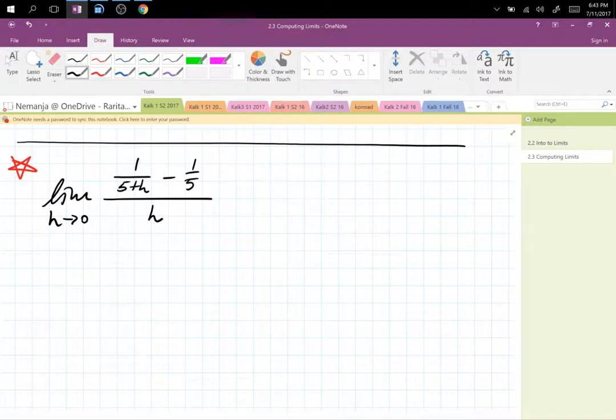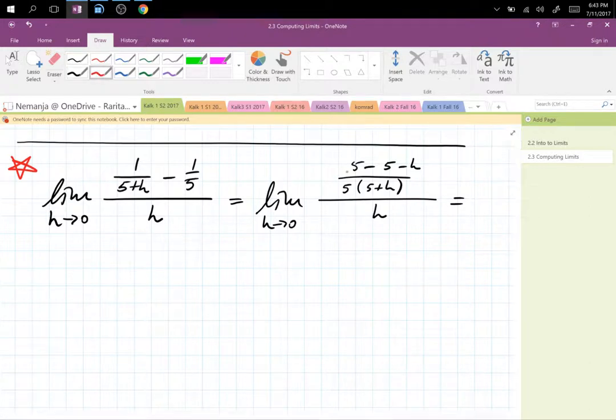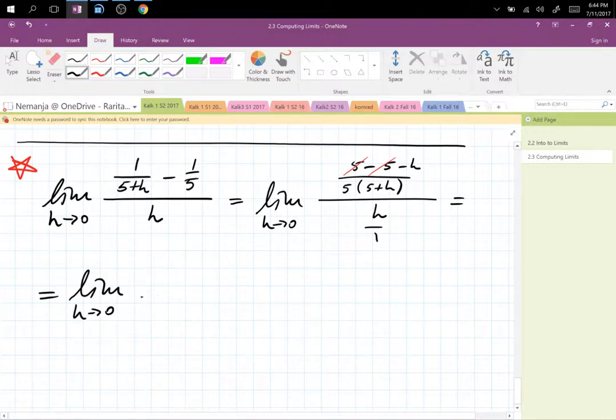All right, so the common denominator is what? Very good. So 5 times 5 plus h. The numerator becomes 5 minus 5 minus h, divided by h. These guys cancel. And then you can put over 1 if it's going to make it easier for you. So just a little bit of algebra here. But this is the most important problem we're doing.